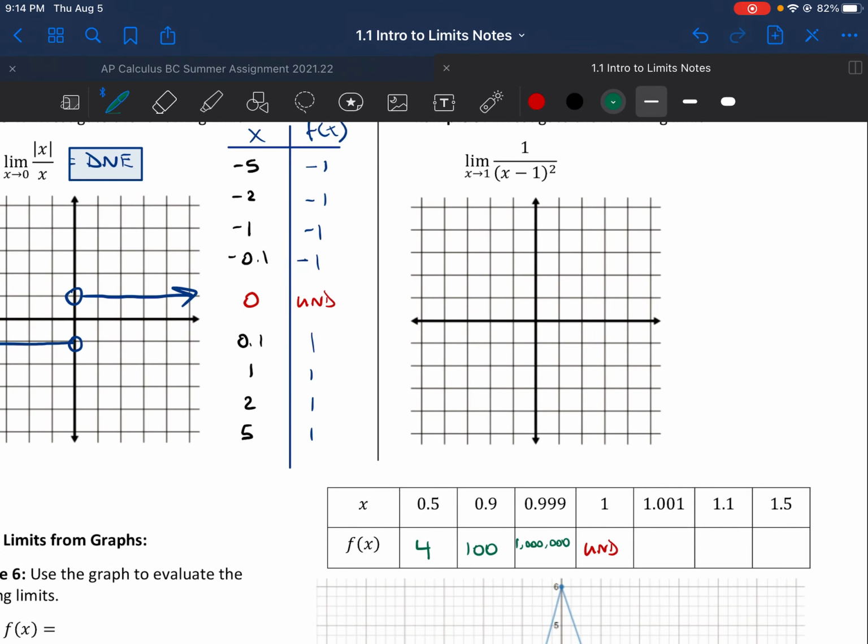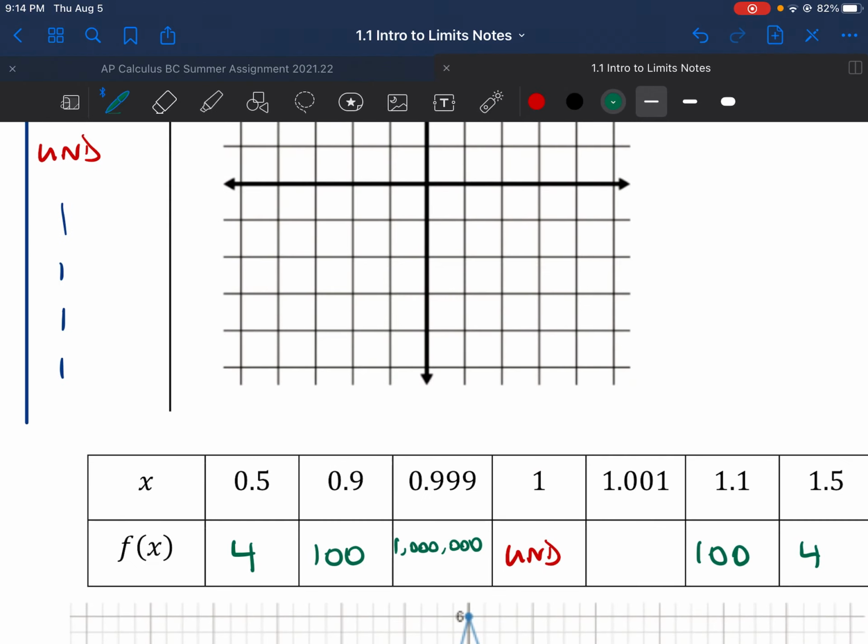So now let's look at the other side here. Let's start approaching the x value of 1 from the right side. If we plugged in 1.5 for x, we would get 4. If we plugged in 1.1 for x, we would get 100. And if we plugged in 1.001 for x, we would get 1,000,000.